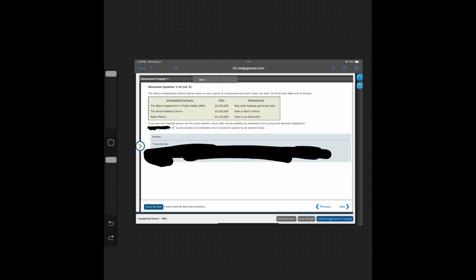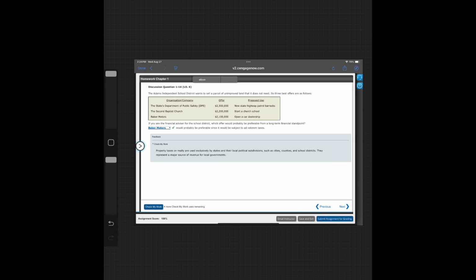It's easiest to explain. It explains it right here. I'll just read this for us. Property taxes on realty are used exclusively by states and their local political subdivisions such as cities, counties, and school districts. They represent a major source of revenue for local governments. And they get the most out of Baker Motors, basically.